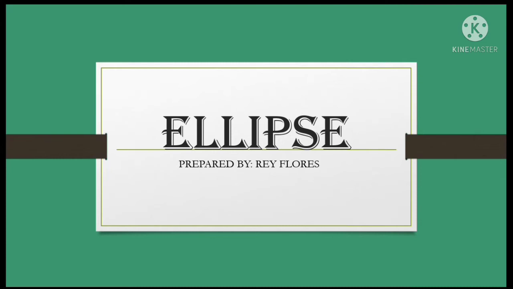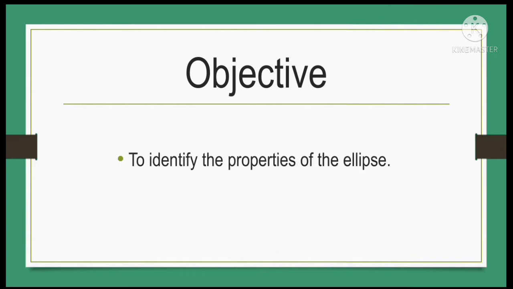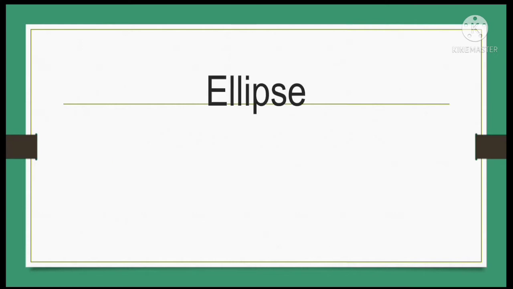For today's video, the topic that we will discuss is all about the ellipse. The ellipse is one of the types of conic section, and I already have a video about conic sections that I posted on my channel last week. So this video serves as a continuation of that video. At the end of this video, the learners should be able to identify the properties of the ellipse. But to clarify, this video focuses more on the ellipse where the center is at the origin.